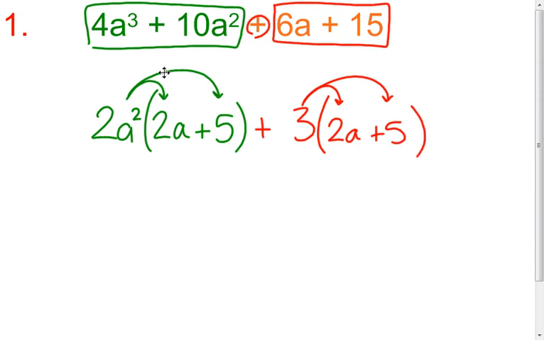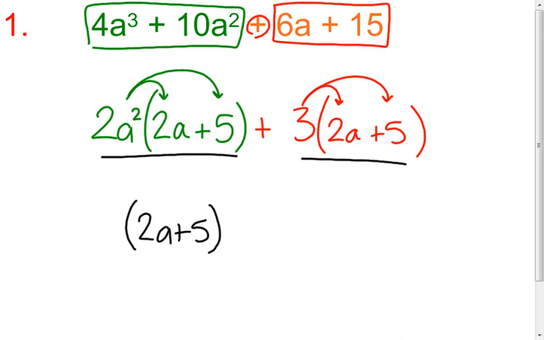Now what I want you to notice is, if you look at this whole part, all of this, the green and the red have something in common. They both have a 2a plus 5 in parentheses. The green and the red both have a 2a plus 5 in parentheses. Now what you're going to think of doing is pulling out that 2a plus 5 out of both of those. So this green had a 2a plus 5, the red had a 2a plus 5.